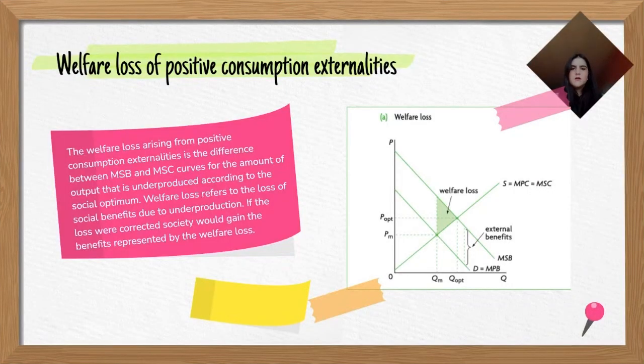The welfare loss of positive consumption externalities is known as the difference between the MSB and the MSC curves for the amount of output that is underproduced according to the social optimum. And the welfare loss is the loss of the benefits due to underproduction, and if the loss were corrected, society would produce at the optimum, and we would gain the benefits represented by the welfare loss.